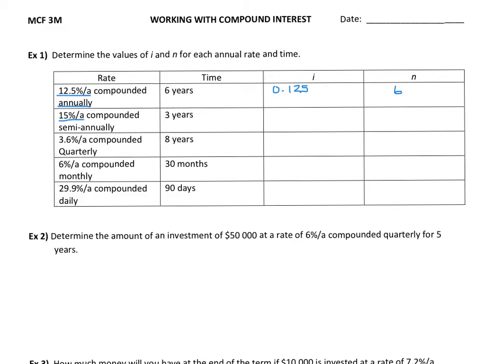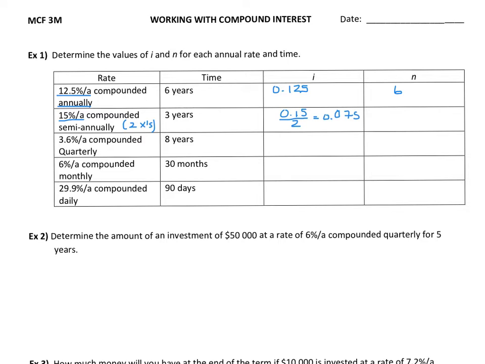15% per year, and it's compounding semi-annually. That means twice per year, 2 times per year. So if we look at that, then our I value will equal 0.15. So that's per year, but we need to cut that into 2 equal pieces to get what percent is charged or earned over half of a year. So that works out to 0.075 is the value that we would use for I.